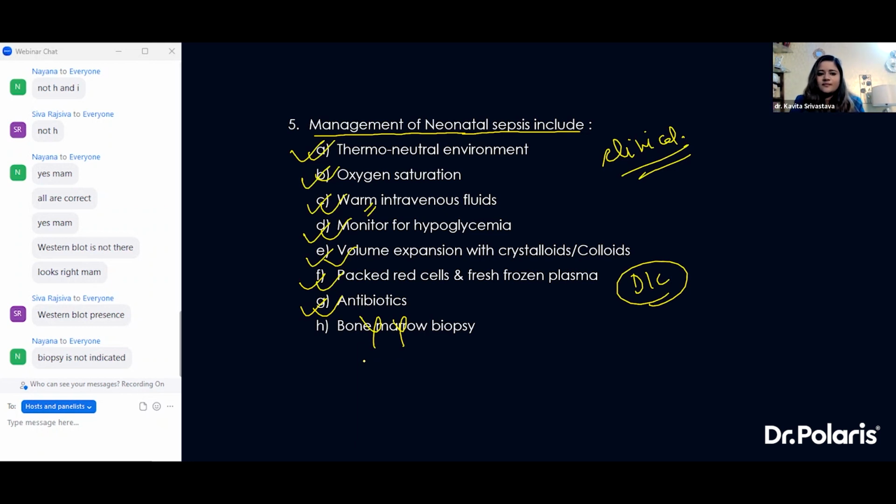So are we clear with this topic? Any doubts anybody has, please ask. Please put a thumbs up those who understood this topic.